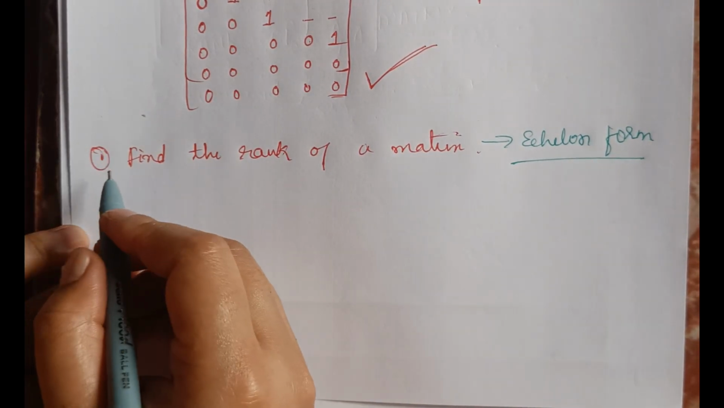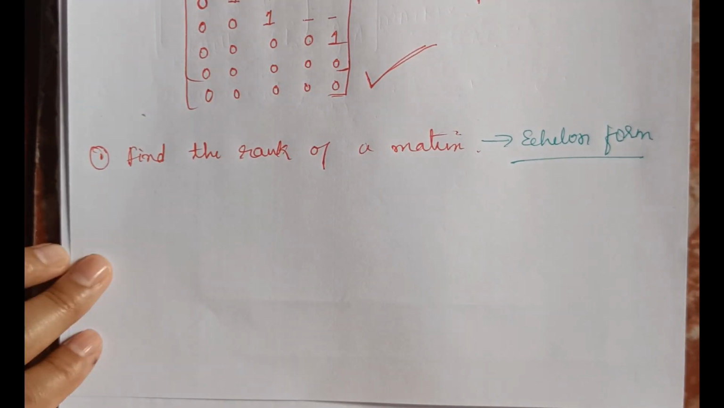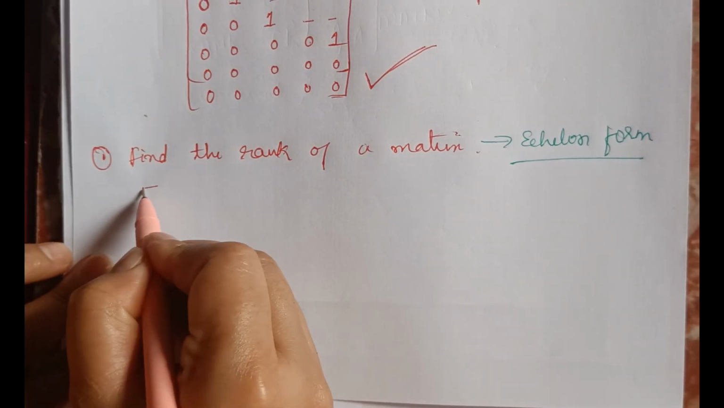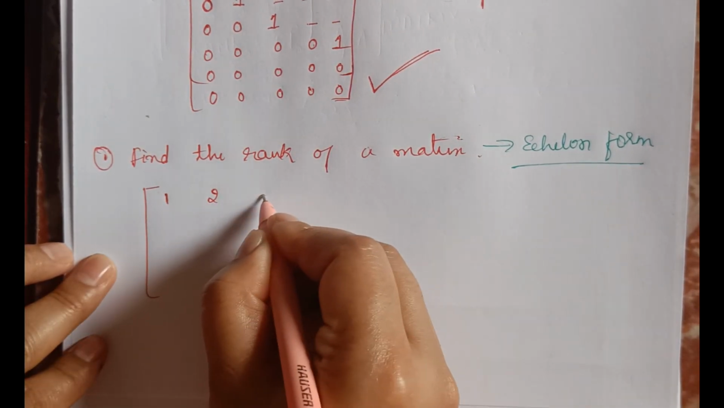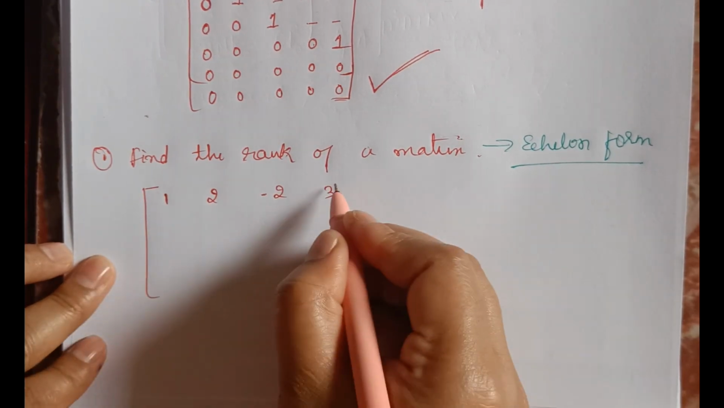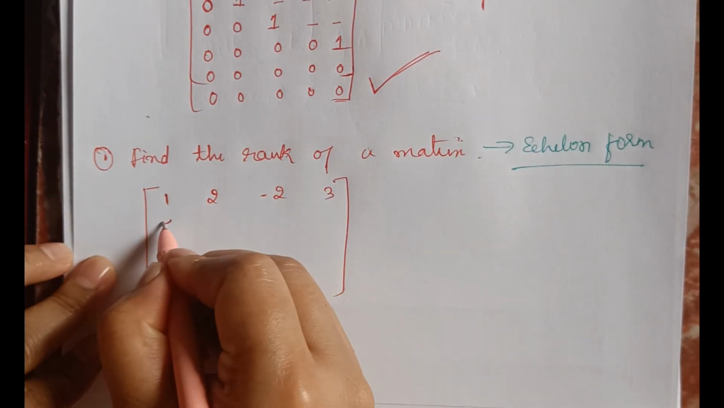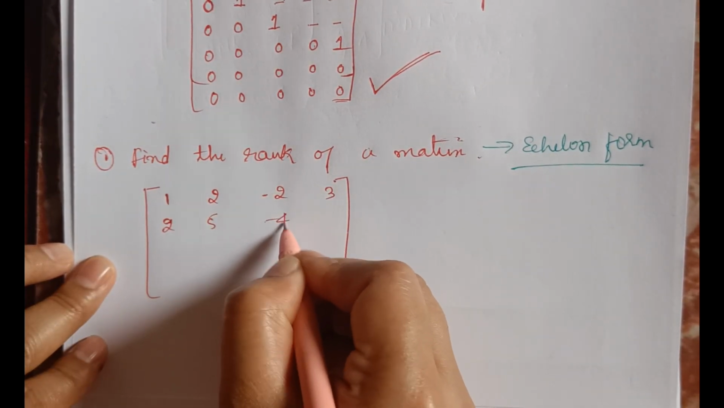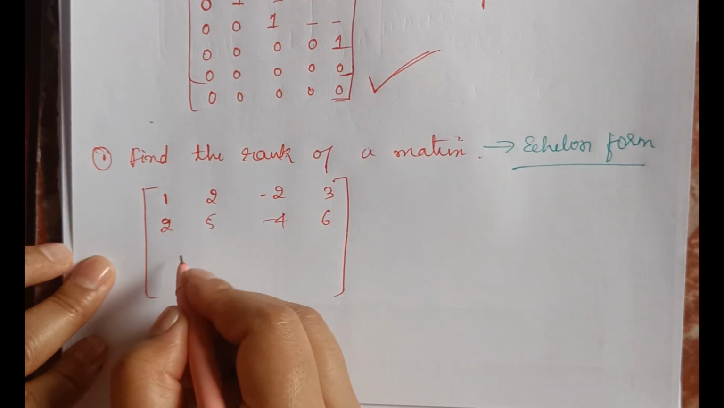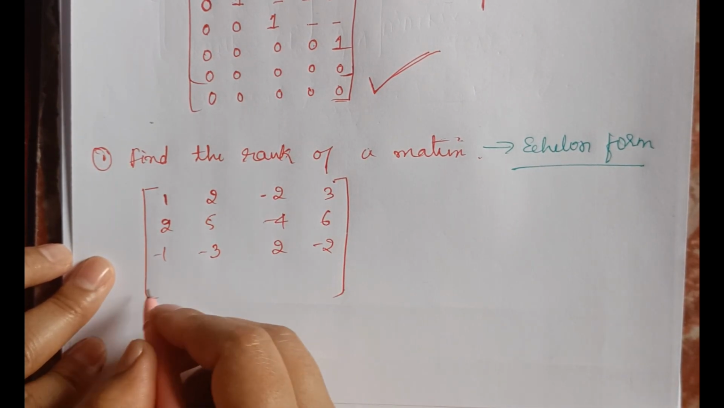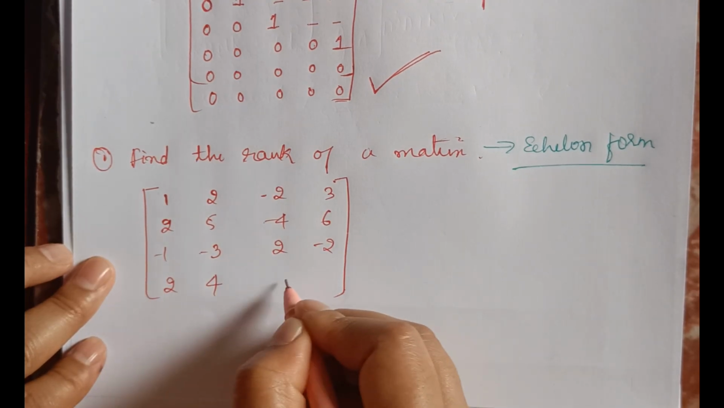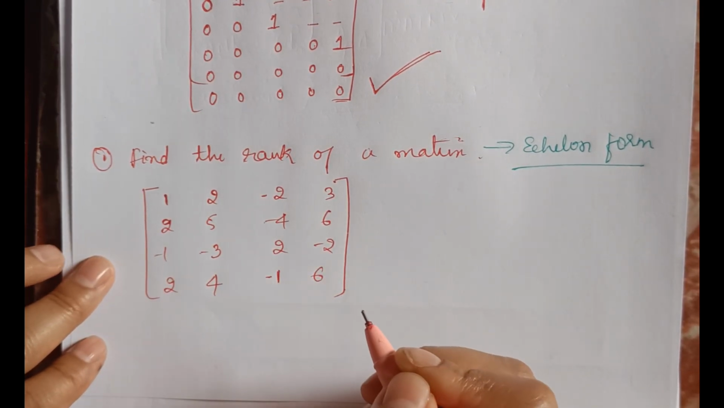Then I have a question. I'll write it with a red pen. I like colors. So this is the question: 1 2 minus 2 3. Then I have 2 5 minus 4 6. Then I have minus 1 minus 3 2 minus 2. Then I have 2 4 minus 1 6.